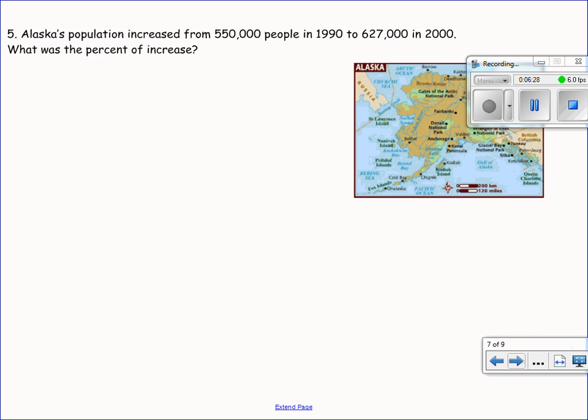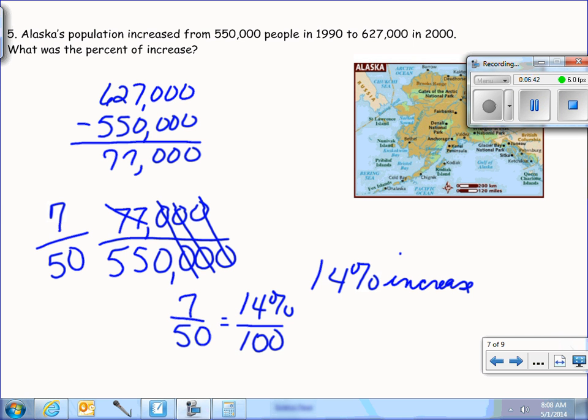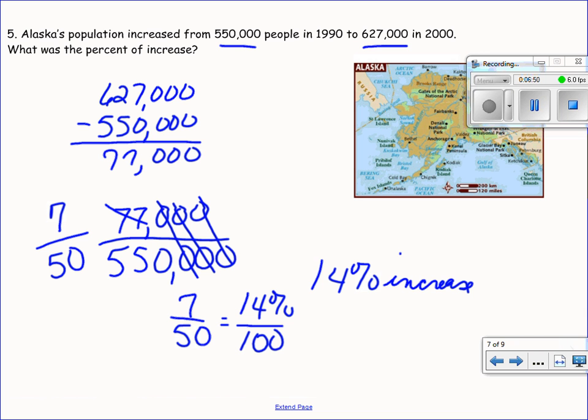Here's another word problem. Alaska's population increased from 550,000 people in 1990 to 627,000 in 2000. What is the percent of increase? So we took the difference. 627,000 minus 550,000, which was 77,000. We put that over the original amount. We simplified that to 7 over 50. Then put it in a percent. And our final answer would be it's a 14% increase.